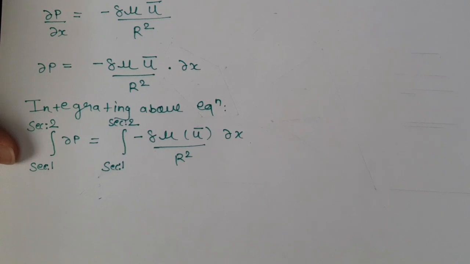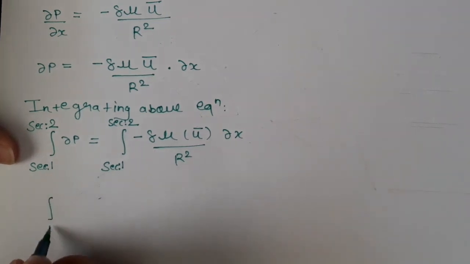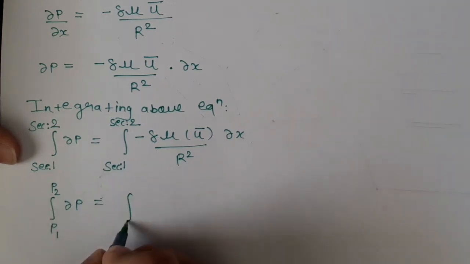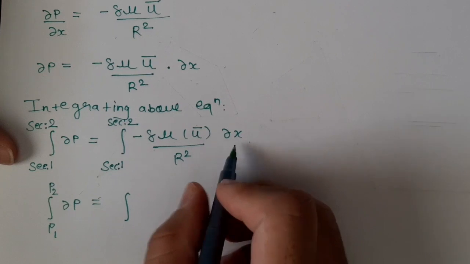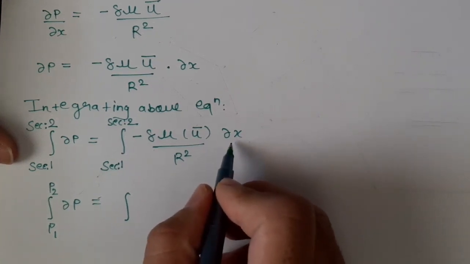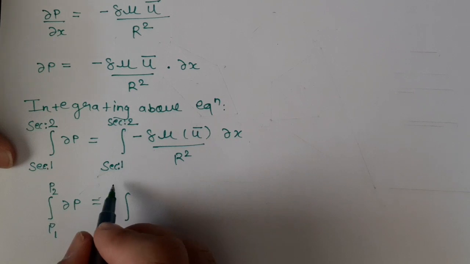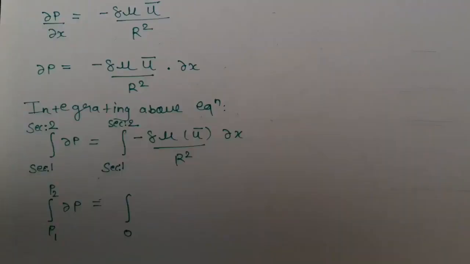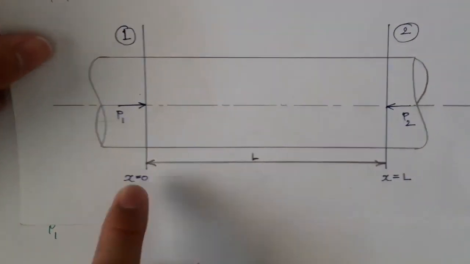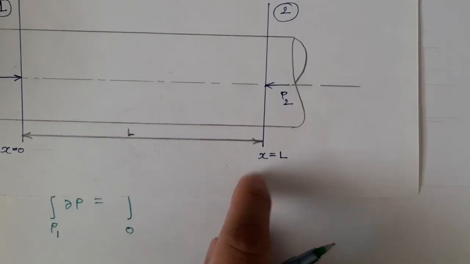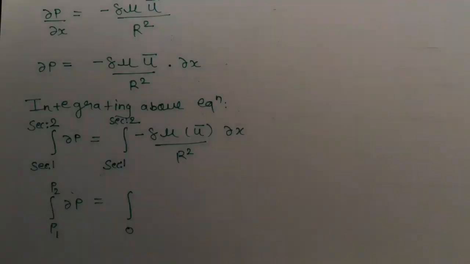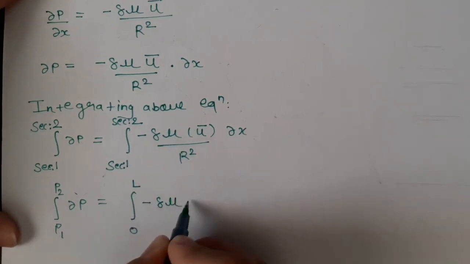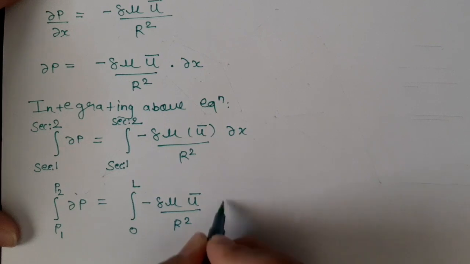The pressure at section 1 is P1 and the pressure at section 2 is P2. Because we are integrating with respect to X, X represents the length. The length at section 1 is X equals 0, and the length at section 2 is X equals capital L, where L is the length between the two sections. So it will be 0 to L of minus 8 mu U bar upon R square into del X.